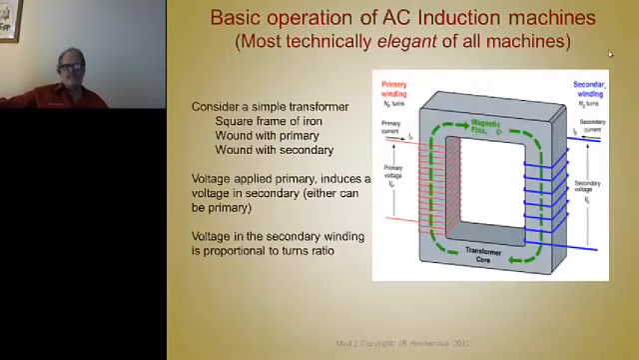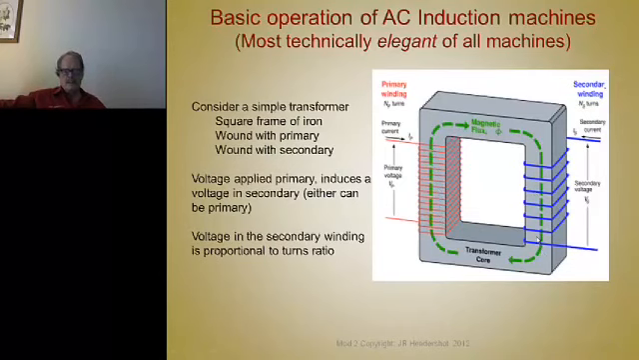In the case of an induction machine, it's very similar, but a little different. Let's go back and take our transformer from the previous lecture series, and we've got a core here, laminated core of steel, and we've got a primary. I showed the primary here, and a secondary winding there.